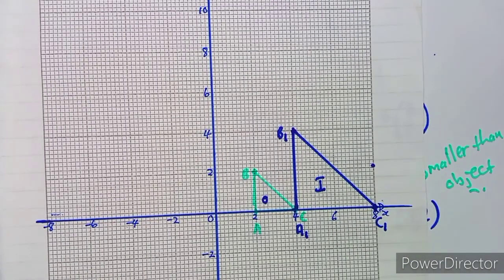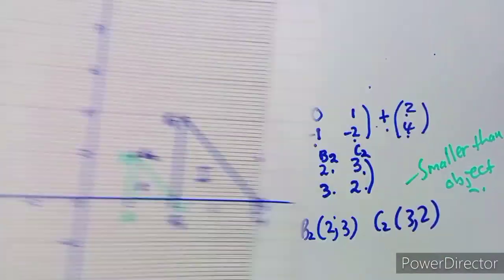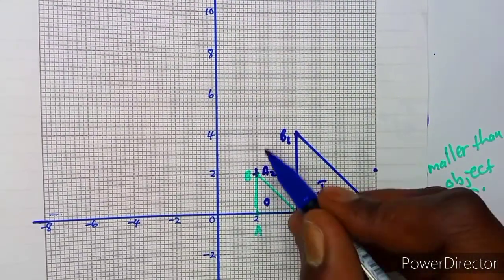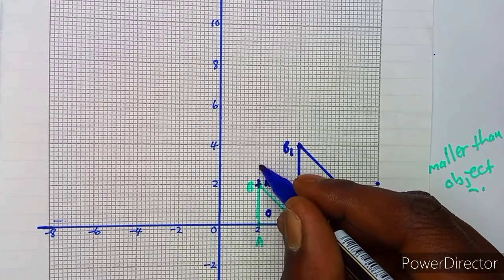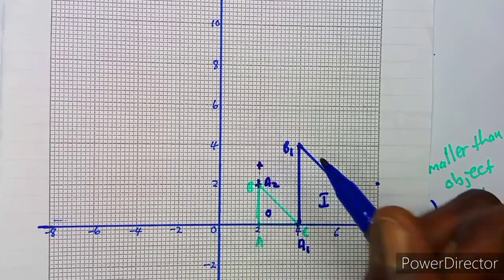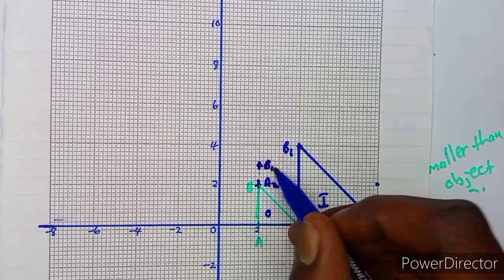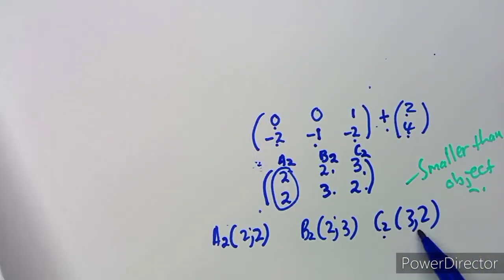So let's mark 2 2. 2 2 is actually here, and this is now our A2. Okay, 2 3. 2 3 is just above, that is 1 2 3 4 5, somewhere here. That's our 2 3, which is B2. I was supposed to write it this side. Okay, anyway, our C2, which is 3 2.